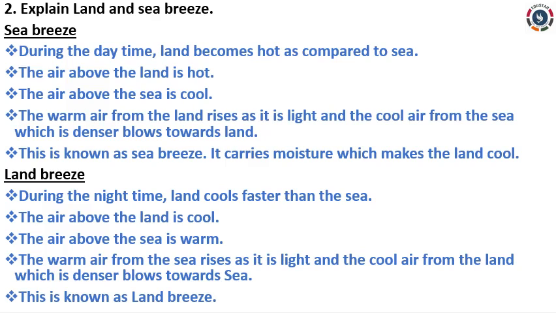Land breeze. During the night time, land cools faster than the sea. The air above the land is cool. The air above the sea is warm. So the warm air from the sea rises as it is light, and the cool air from the land, which is denser, blows towards the sea. This is known as land breeze.